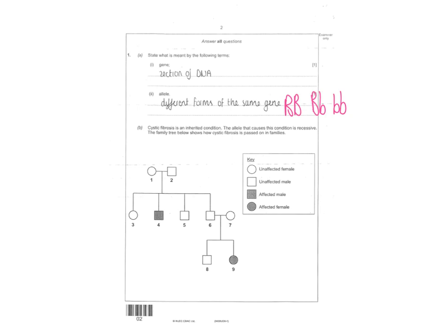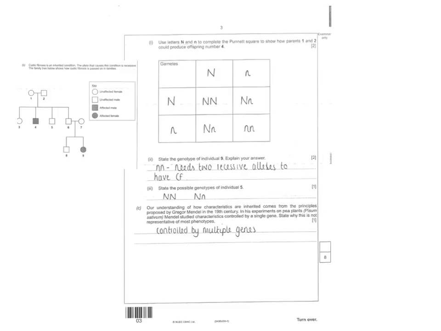Cystic fibrosis is an inherited condition. The allele that causes this condition is recessive. That's going to be important for the question. The family tree below shows how cystic fibrosis is passed on in families. Use the letters N and n to complete the Punnett square to show how parents 1 and 2 can produce offspring number 4. Offspring number 4 has cystic fibrosis, which we can see.